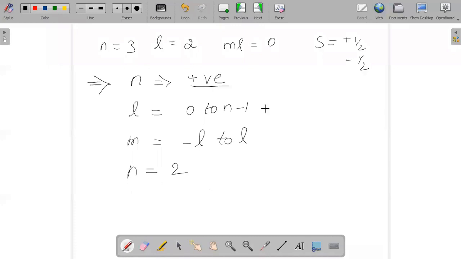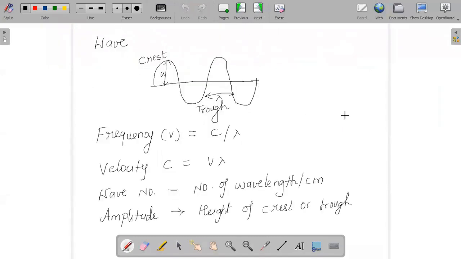Some theoretical portion we need to discuss from this chapter: what is a wave, and the relation between frequency and velocity, what is wave number, what is amplitude. When you are talking about a wave, we say that it has a crest and a trough. The height, we call it the amplitude; it can be the height of the crest or the trough, it doesn't matter, but it is considered the amplitude.